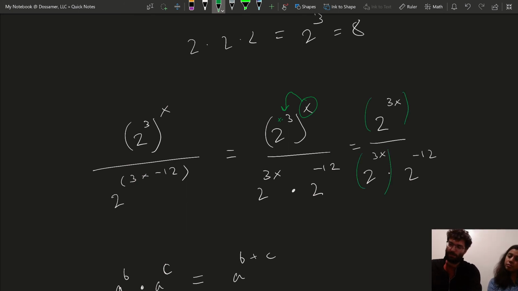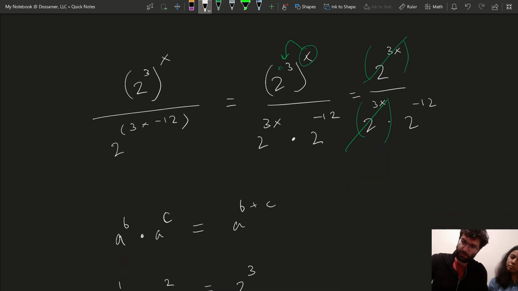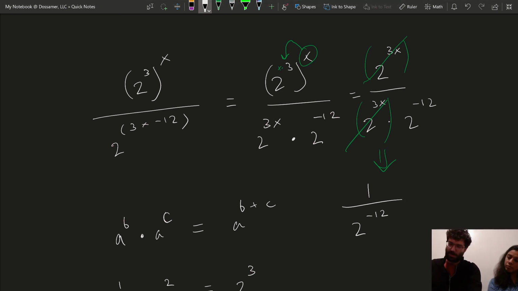But going back up to the more abstract 2 to the 3x over 2 to the 3x, what can we do now? There's two 2 to the 3x's. Yes, so we have matching terms in the numerator and denominator, the 2 to the 3x and the 2 to the 3x, which means that they can cancel. So we literally just divide them out. And that leaves us with the value 1 over 2 to the negative 12. And we know something.